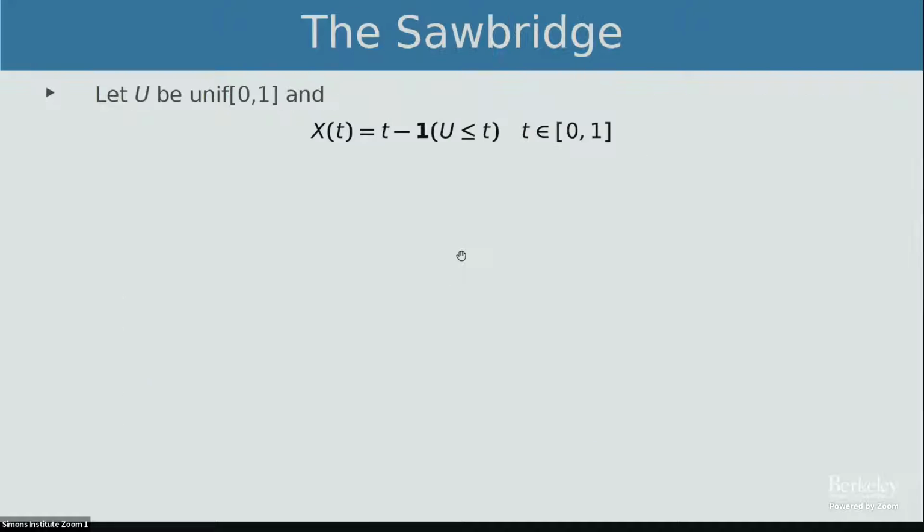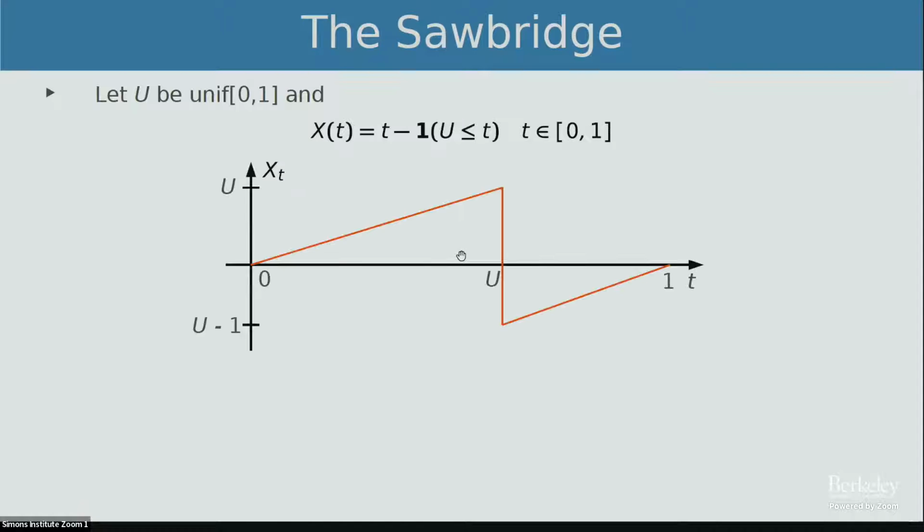All right, let's do the Sawbridge first. So it's a continuous time random process over [0, 1]. It's quite simple. It's just x of t equals t with a random unit drop at a random time, a uniformly distributed time over [0, 1]. A typical realization would look like this. It's just x of t equals t, except that there's a unit drop at a random time U.